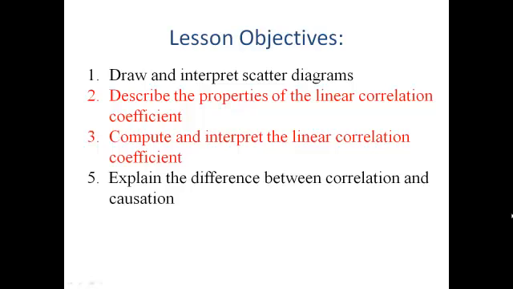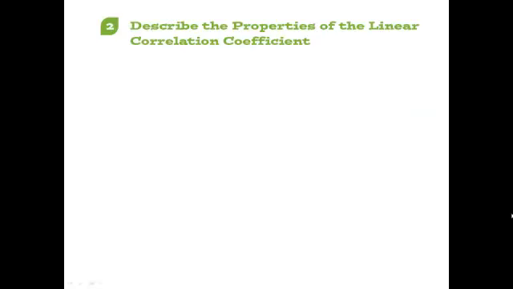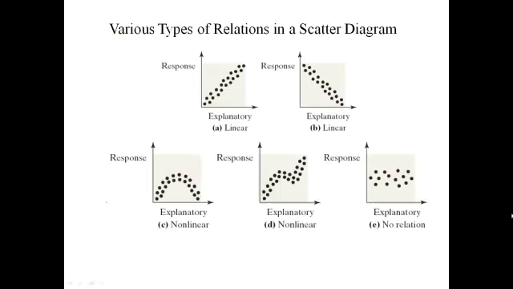So our objectives here in this video, we're going to describe the properties of the linear correlation coefficient, and then we'll move on to computing and interpreting the correlation coefficient. But now, before we talk about its properties, let's look at a couple examples of types of relationships that we can typically see when we have bivariate data.